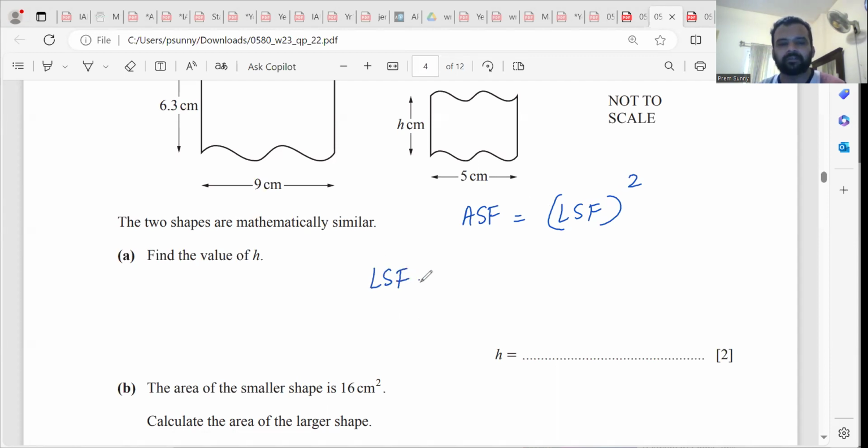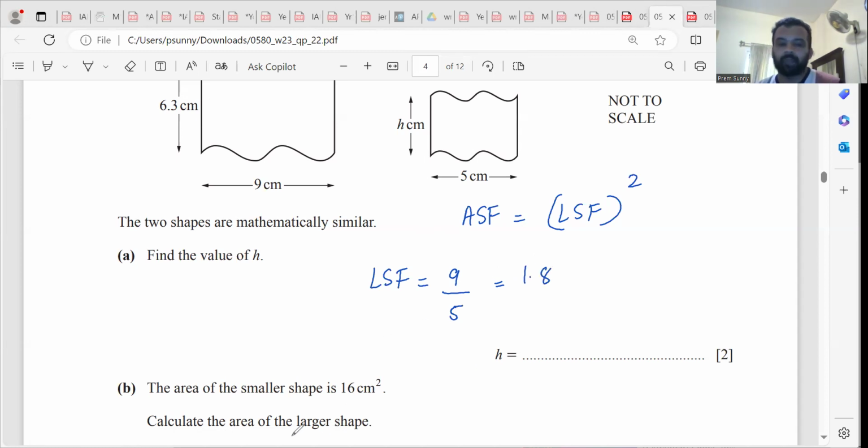So for the linear scale factor, take any one pair of corresponding sides. I'll take this 9 and 5. The side of the larger shape divided by the side of the smaller shape. To find the linear scale factor, we need to take any two corresponding sides, 9 and 5. If you want, you can take 6.3 and h, which will give you the same answer. 9 divided by 5 is 1.8.